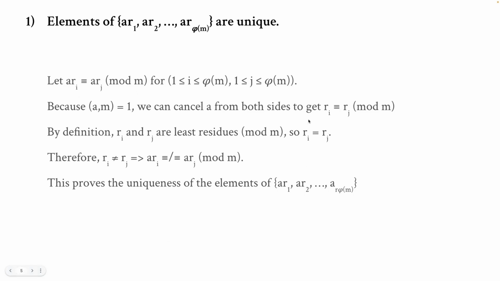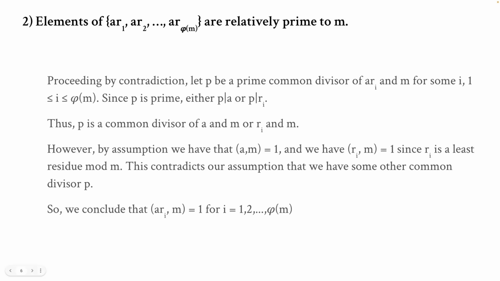So we have this portion implies this, and then we take the contrapositive, which means not this implies not this, and that's where we're getting this section from here. And this proves the uniqueness of the elements of our set of ar's. Moving on to part 2.